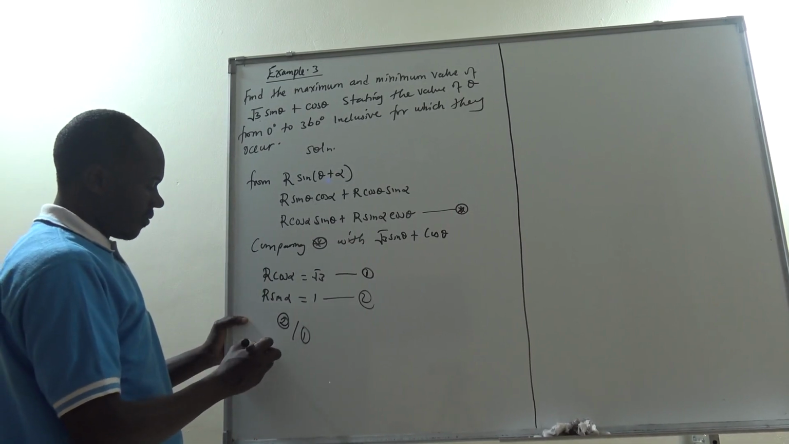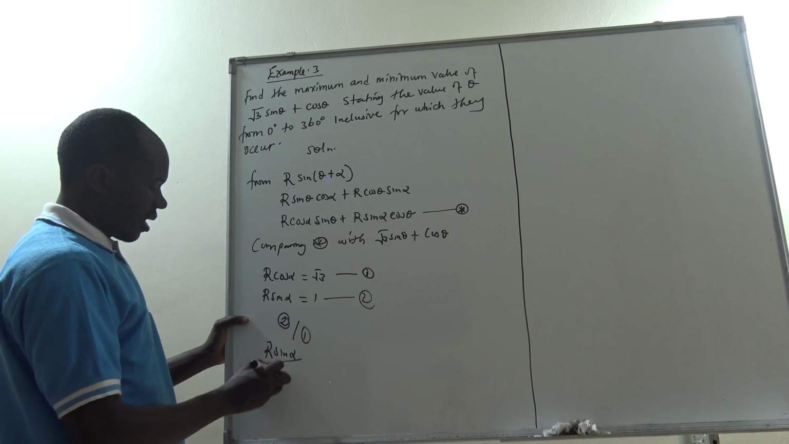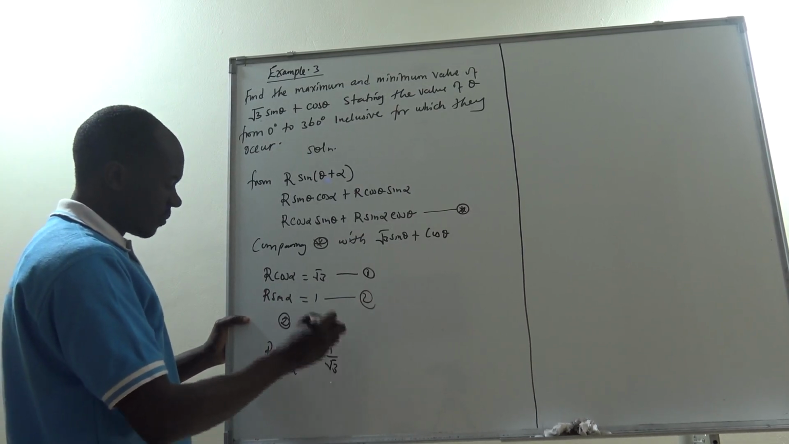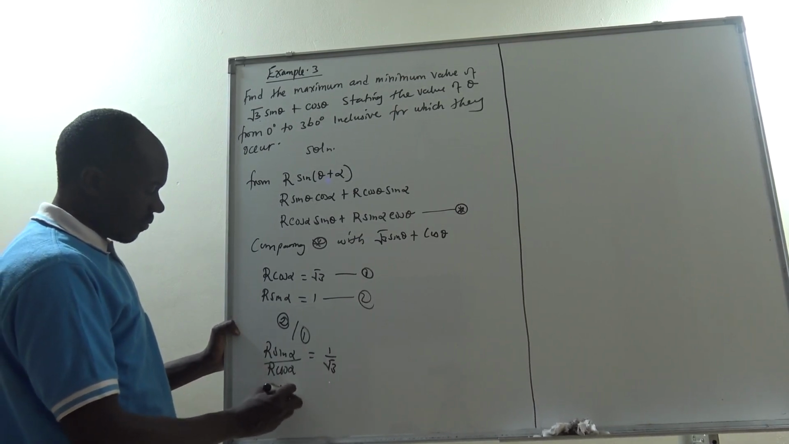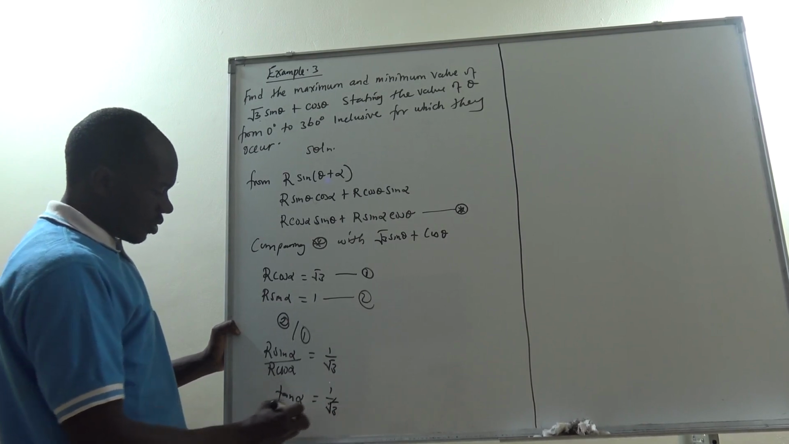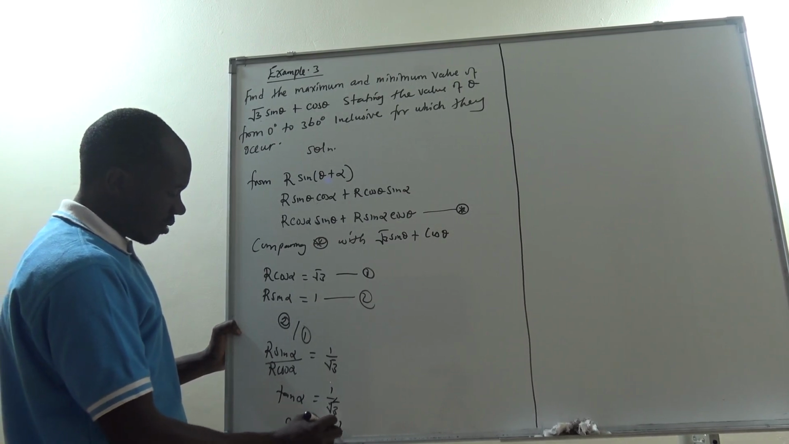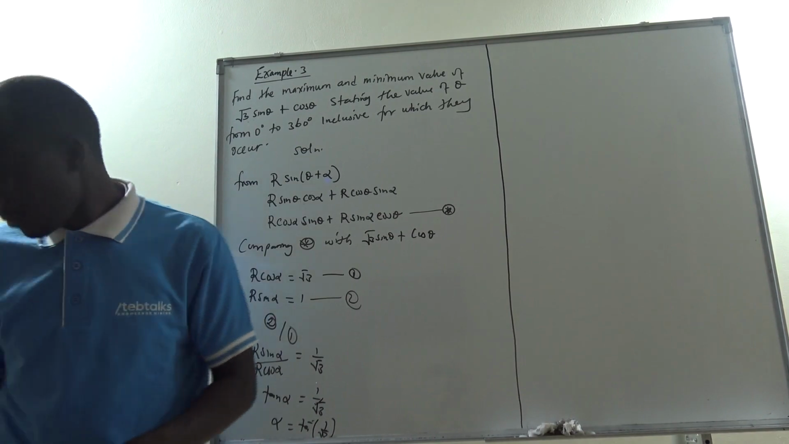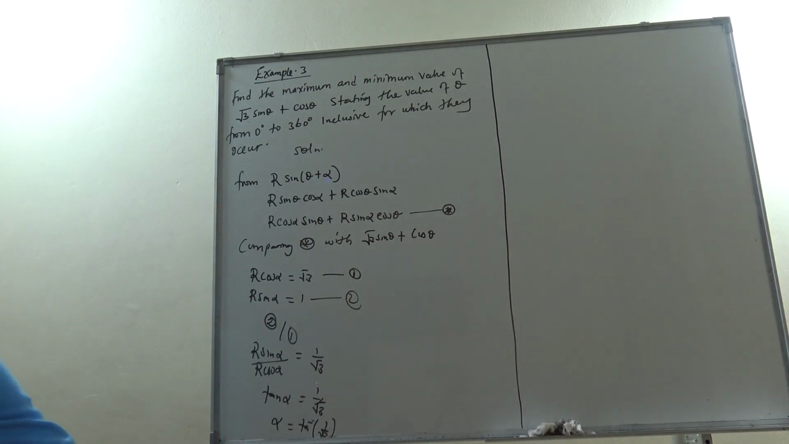Now, I'm going to say equation 2 divided by 1. We are going to have R sin alpha over R cos alpha equals 1 over root 3. So what do we have here? We are having tan alpha equals 1 over root 3. So what is alpha? We get the tan arc of 1 over root 3. So let's press on our calculator.